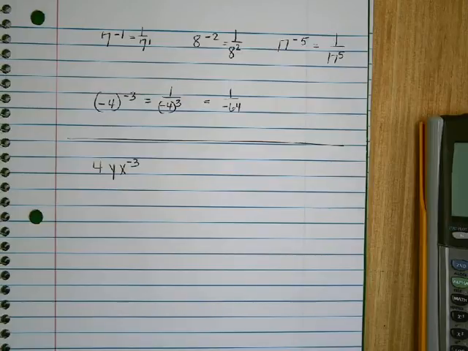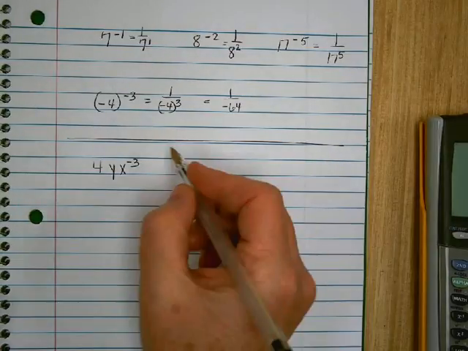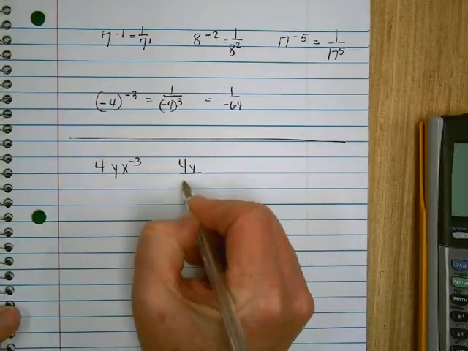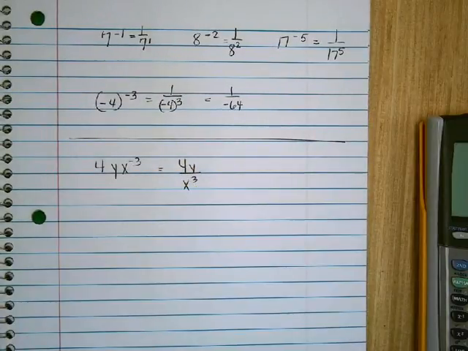So we're going to do the same thing with the variable, but I want to know what's that negative 3 attached to? The x. Is that negative 3 attached to the y? Attached to the 4? So the only part that moves is the part that's got that attached to it. So this is 4y over x cubed. Okay?